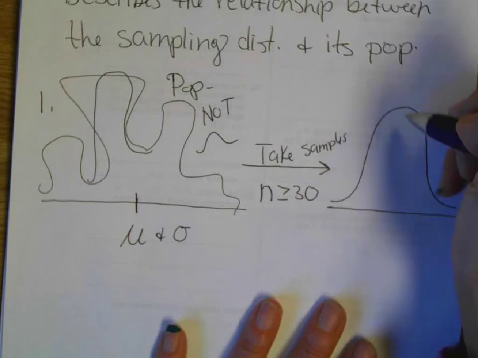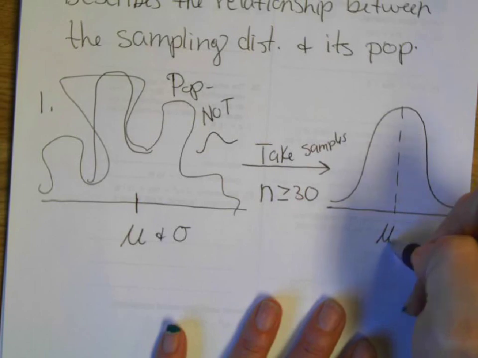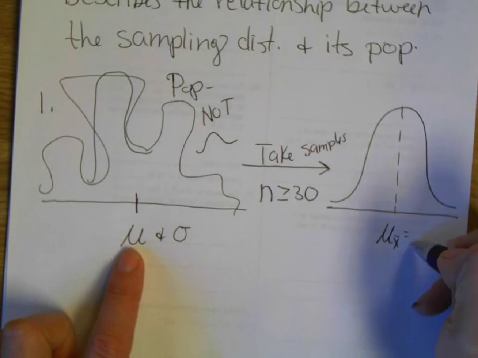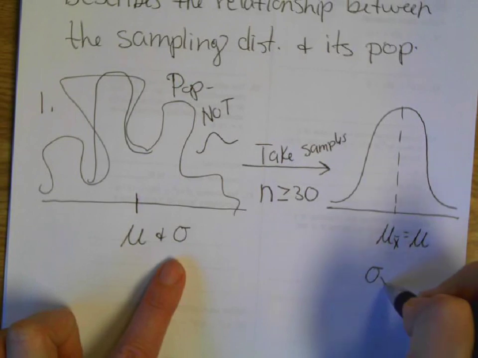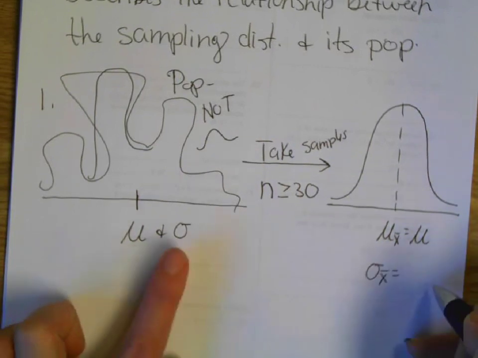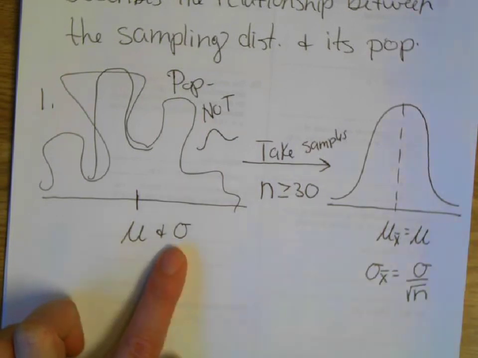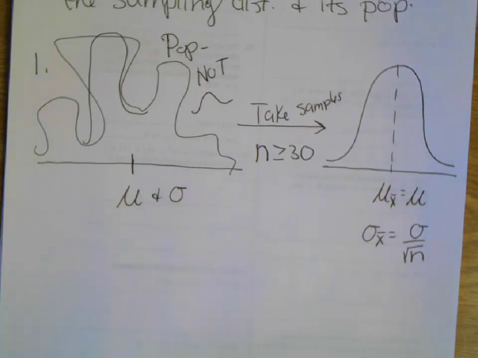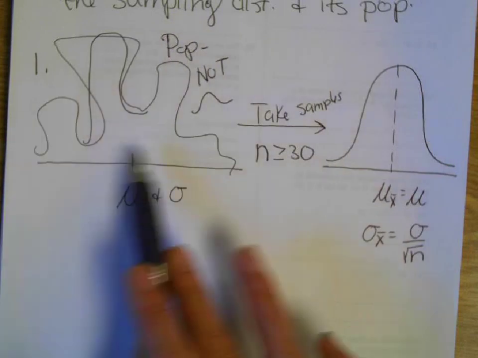Now, the mean of this sampling distribution, just like we just learned, equals the mean of the population. The standard deviation of this sampling distribution is going to be the population standard deviation divided by the square root of the sample size. It's truly amazing. Okay? So it lets us do a lot of statistics for not knowing if the population's normal or not.